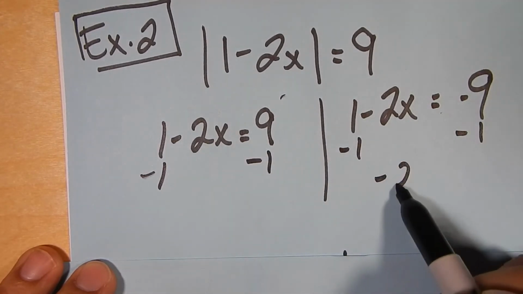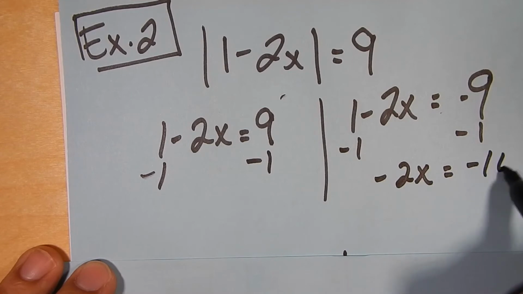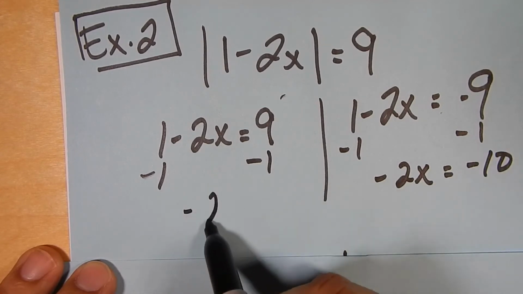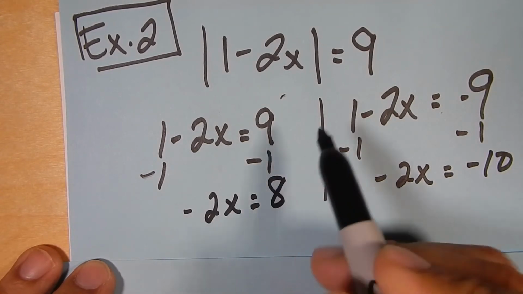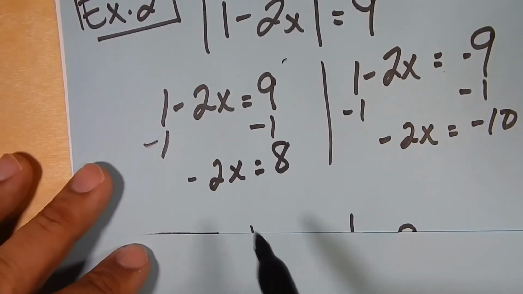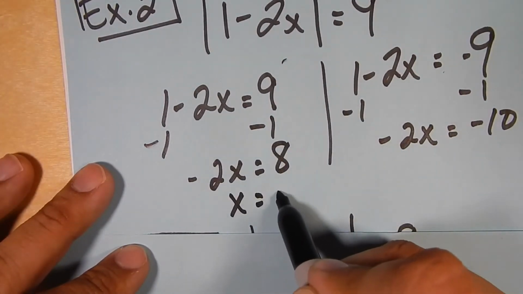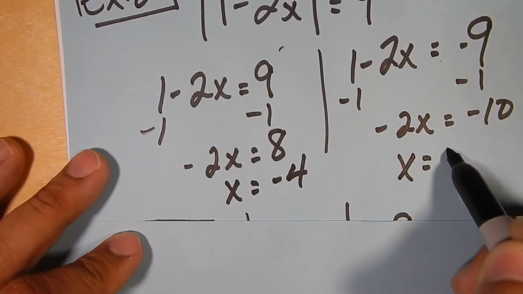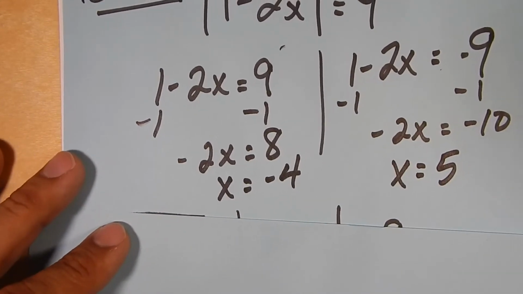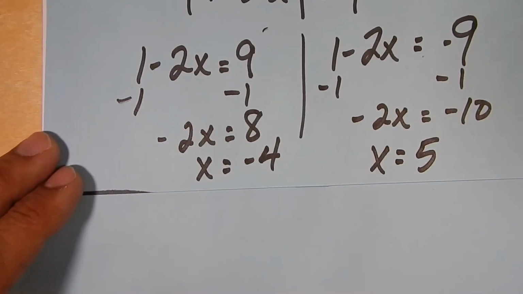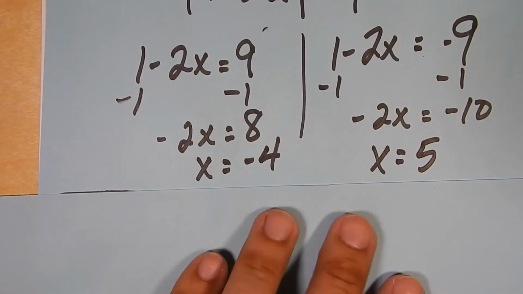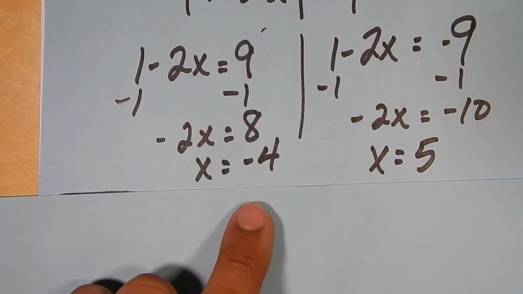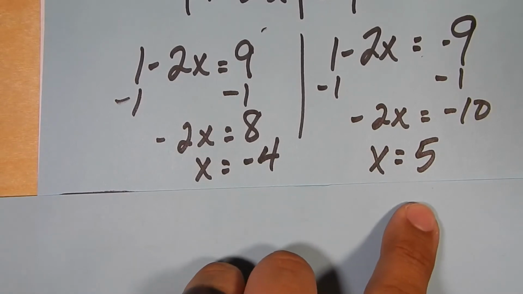So I've got negative 2x is negative 10, and negative 2x is 8. So that leaves us with x equals negative 4, or x equals 5. So we have two values that work for this equation. We've got negative 4 and a positive 5.